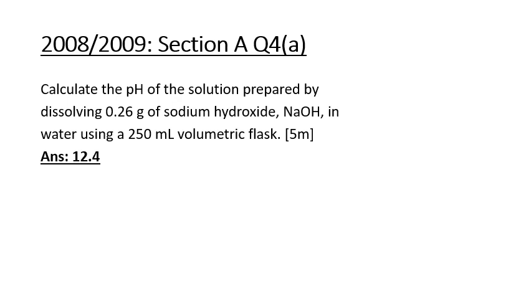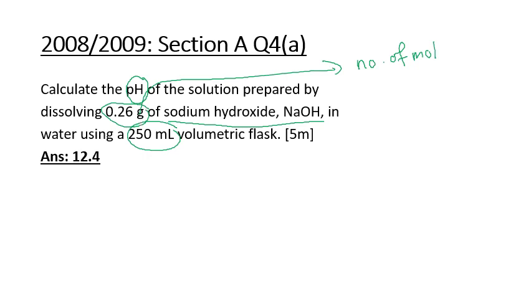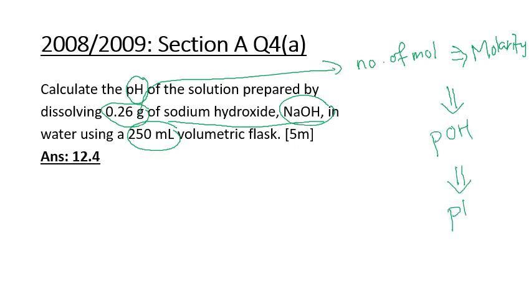Okay, let's look at one past year question. This question asks us to find the pH value for an NaOH solution where the mass is given and also the volume is given. Once the mass is given, we can find the number of moles. With the volume given, we can then find the concentration. Then from the concentration, because this is NaOH, we can find the pOH. Then only we can find the pH value.